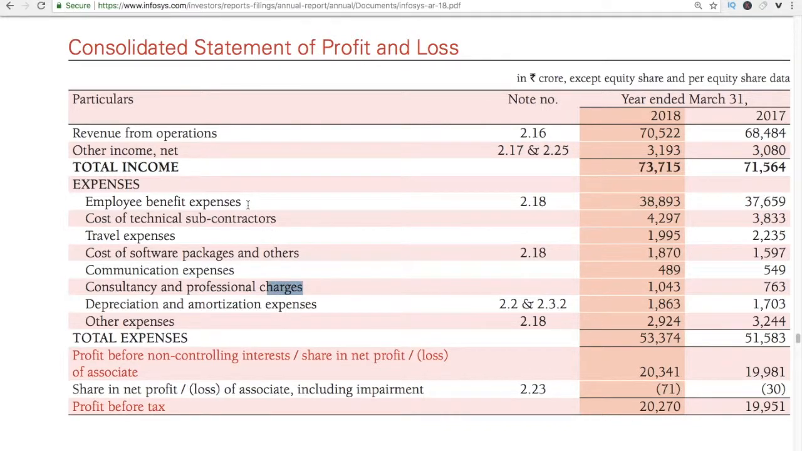So this is a financial statement prepared under Ind AS, and all the expense classifications have been done based on the nature of the expenses.